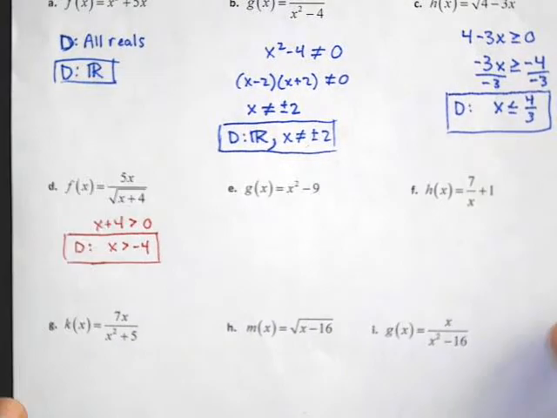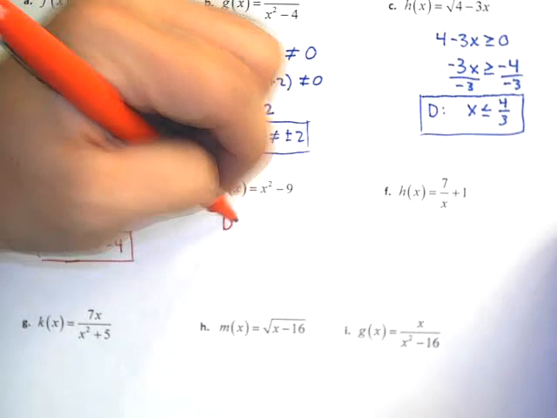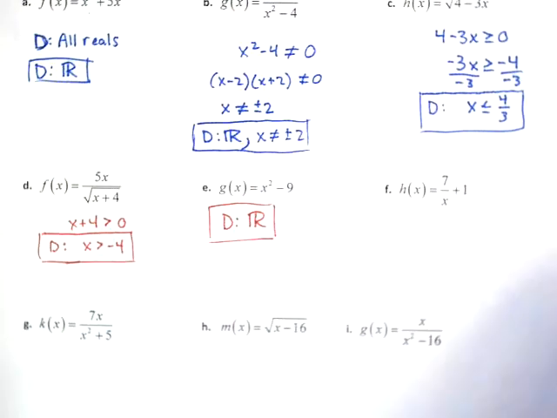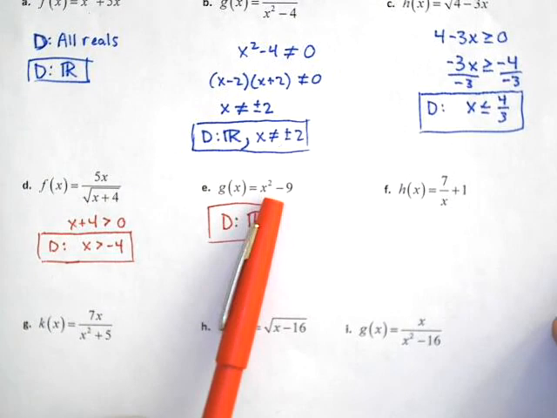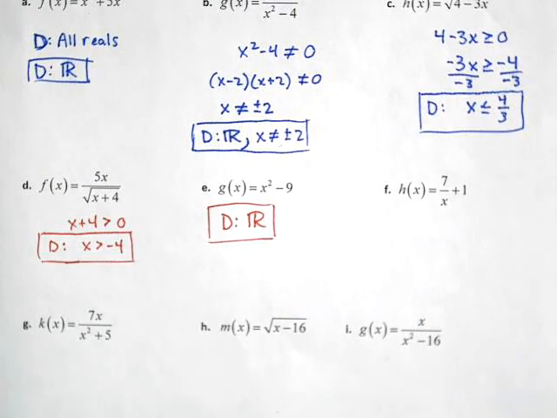All right, when we move on to letter E, do we see any radicals? Do we see any denominators? No. That's an immediate sign that your domain is all real numbers. And again, guys, you hopefully should know this. X squared minus 9, that's a quadratic. That's a parabola, right? If you graph a parabola, doesn't it go on forever in both x directions, both in negative x and positive x? So this should make sense.